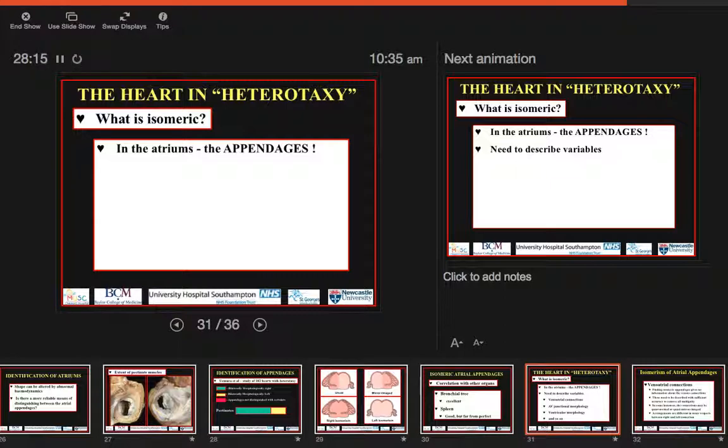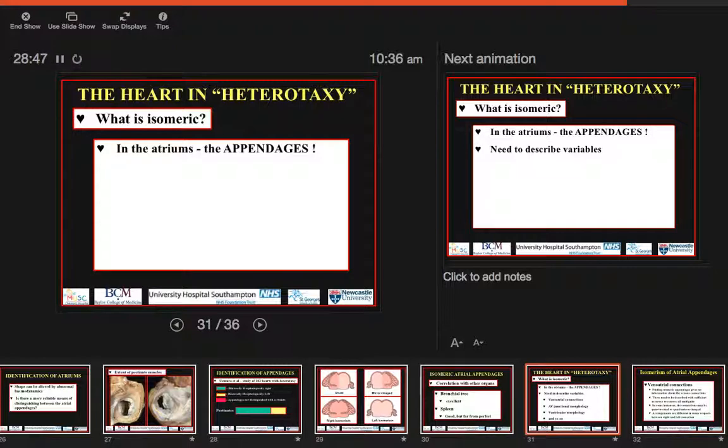And Dr. Van Praag said, if I have a patient with left atrial isomerism, I expect to find 8 pulmonary veins. So again, he was correct, and we should not have been speaking about atrial isomerism. And now you will never hear me say atrial isomerism. I will either say isomerism, or I will say isomerism of the atrial appendages.